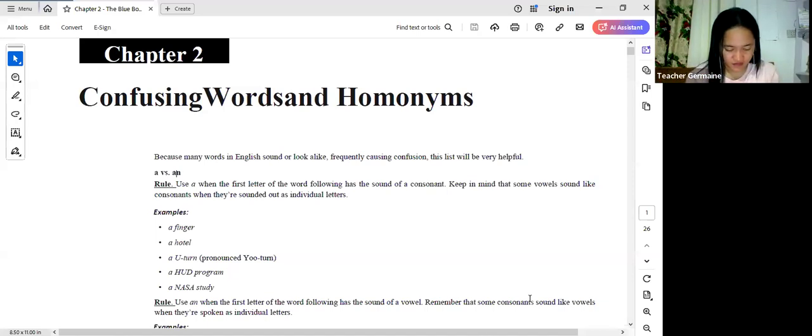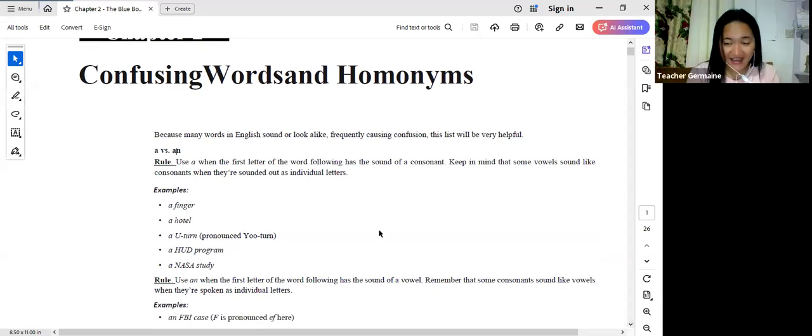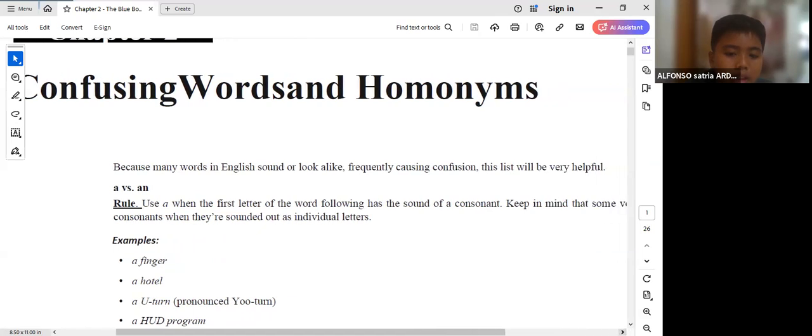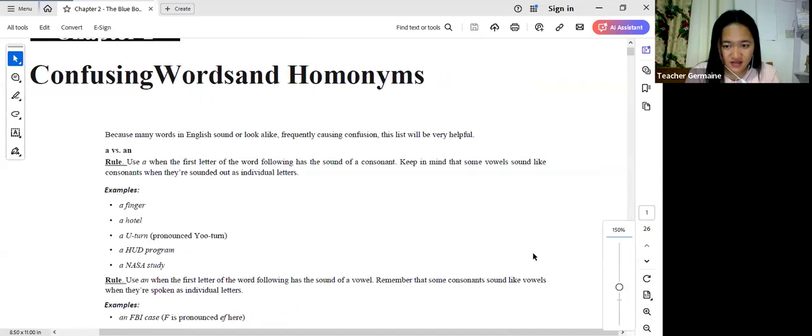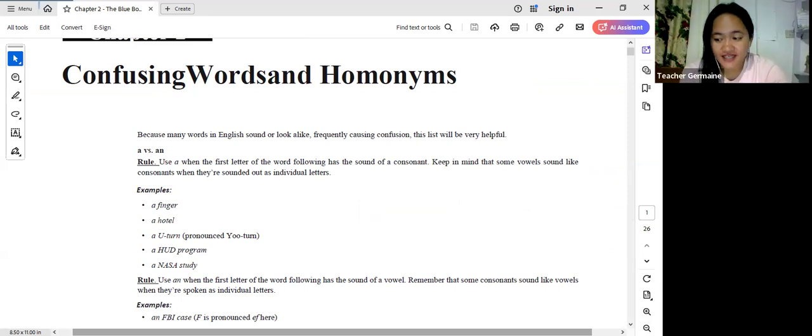Okay, I will be sharing my screen again. So let's read first the first rule. Alfonso, please read now. Use a or an when the first letter of the word following has the sound of a consonant. Keep in mind that some vowels sound like consonants when they're sounded out as individual letters. Okay, good. Arga, please read it again.